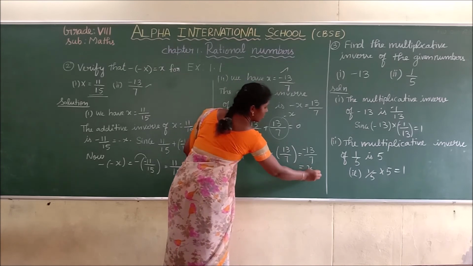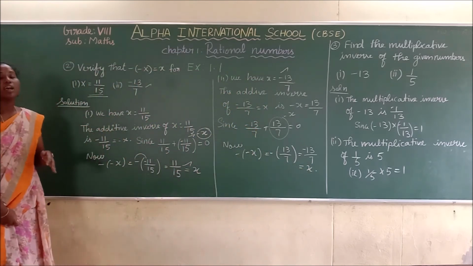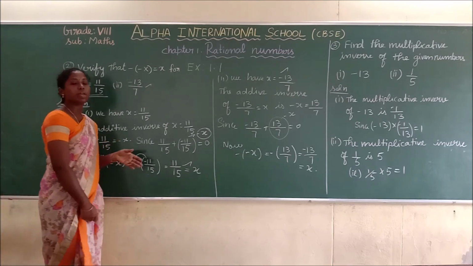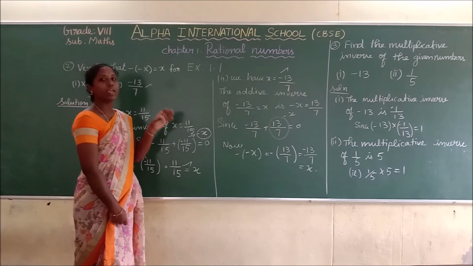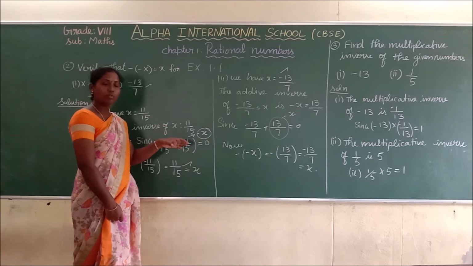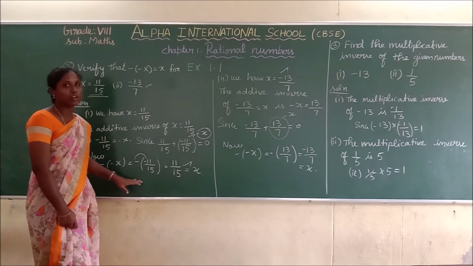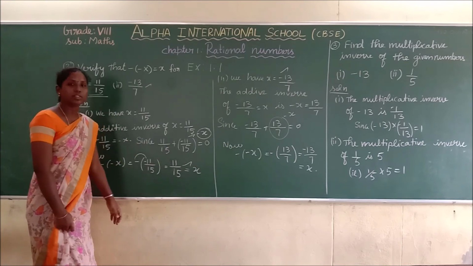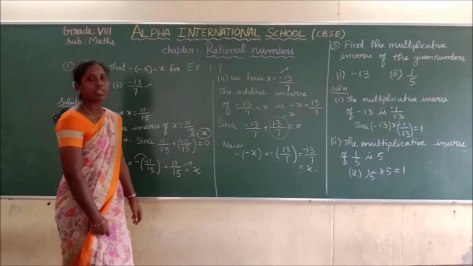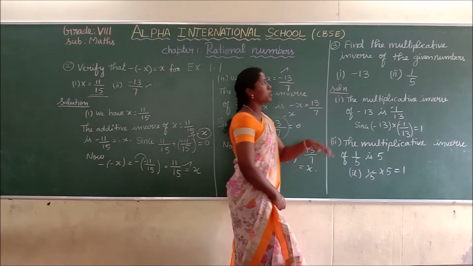Which is equal to minus 13 by 7. So in these two cases, they have given the value of x and asked to check whether minus of minus x is equal to x. Using the additive inverse, we found what is minus x and we checked whether the condition is satisfied or not. For both examples, the condition that minus of minus x is equal to x is satisfied. Next, we are going to do the next problem.